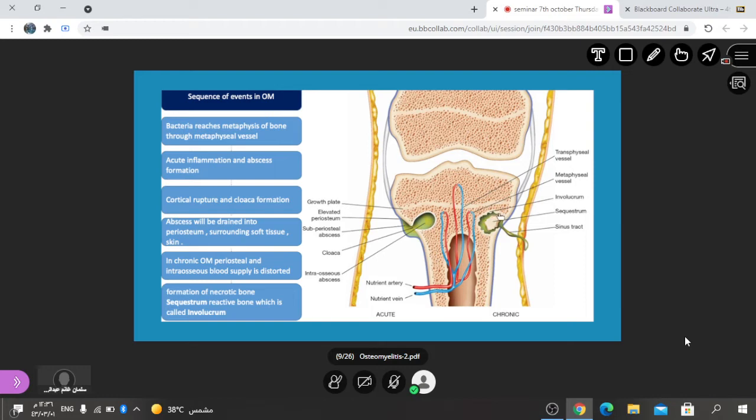This new bone formation we call involucrum, and it is an indication of chronic inflammation, which we know has both inflammation and healing occurring at the same time. So this is for the pathophysiology.